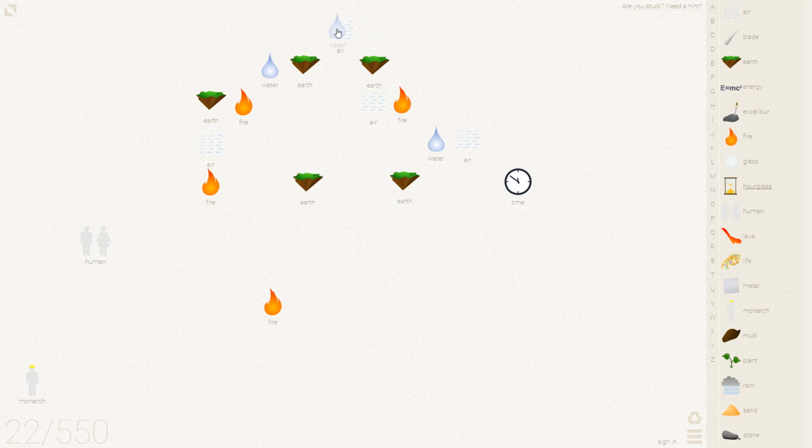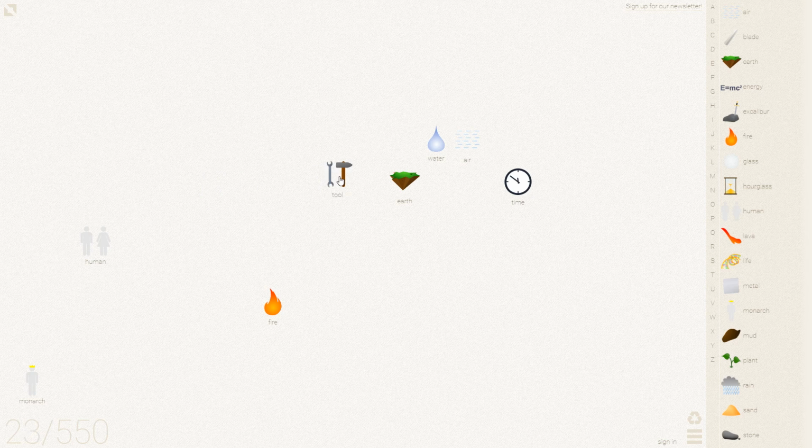And over this end, rain on earth. Get some more humans out. There we go. Now, over here, we are simply making metal so that we can get a tool. Over here, we are making a plant.